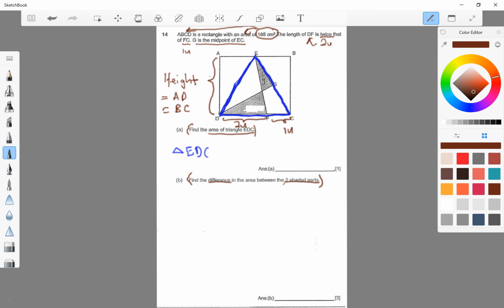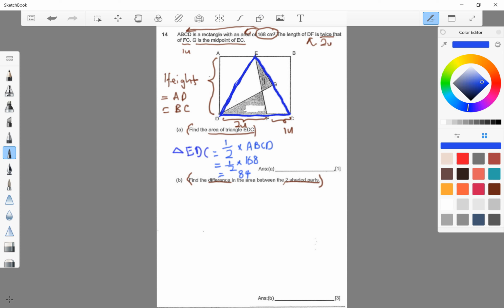So therefore, triangle EDC has got to be half of the rectangle. It has to be half the area of ABCD. And since we know that rectangle ABCD is actually 168, this has got to be half of 168, which will lead us to the final answer, 84. If we key this into the calculator.